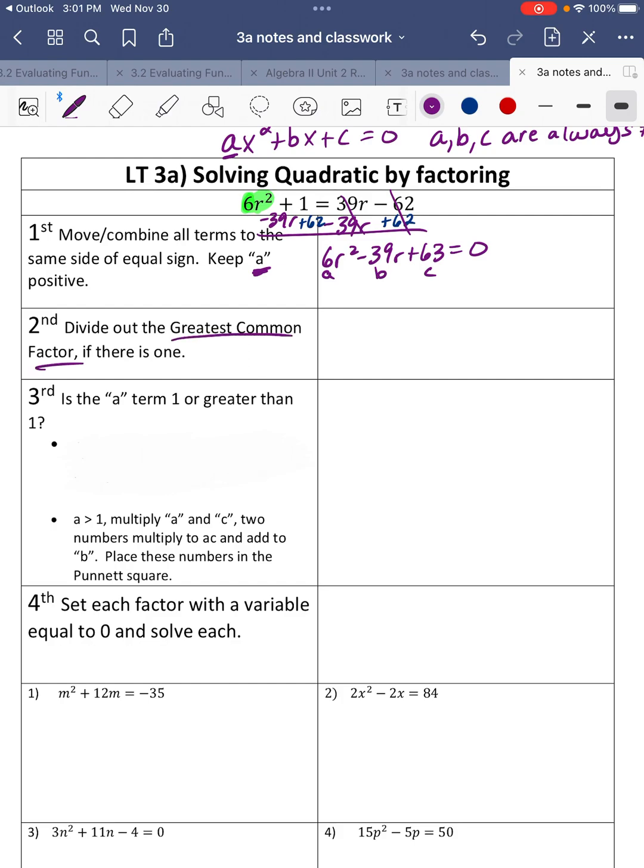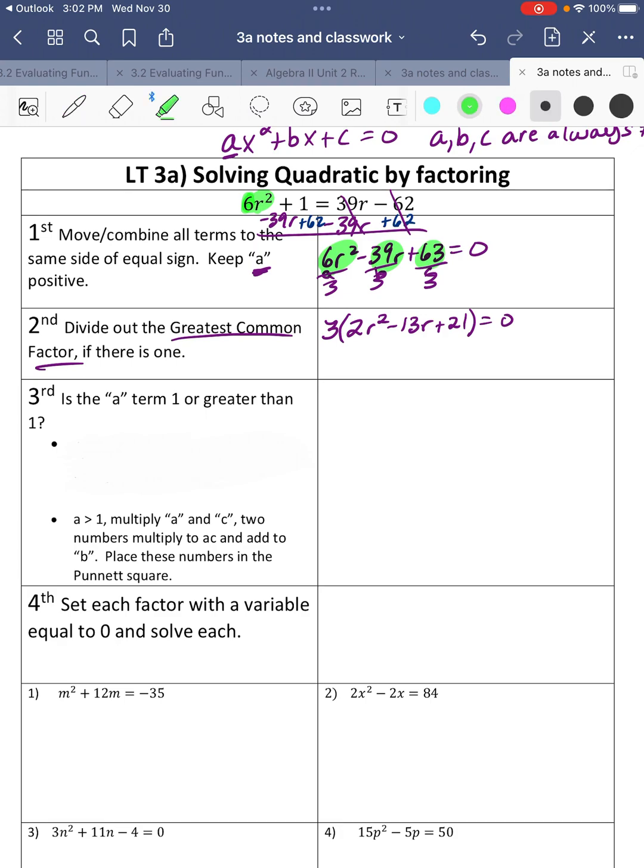We're going to divide out the greatest common factor, if there is one. There isn't always. So now we're going to look at each individual term, 6r squared, 39r, and 63. What's the biggest number I can divide out of all three? And that would be 3. I can divide each term by 3. And what you're going to do is you're undistributing it. You're going to put the 3 on the outside. 6r squared divided by 3 is 2r squared. 39r divided by 3 is 13r. 63 divided by 3 is 21.